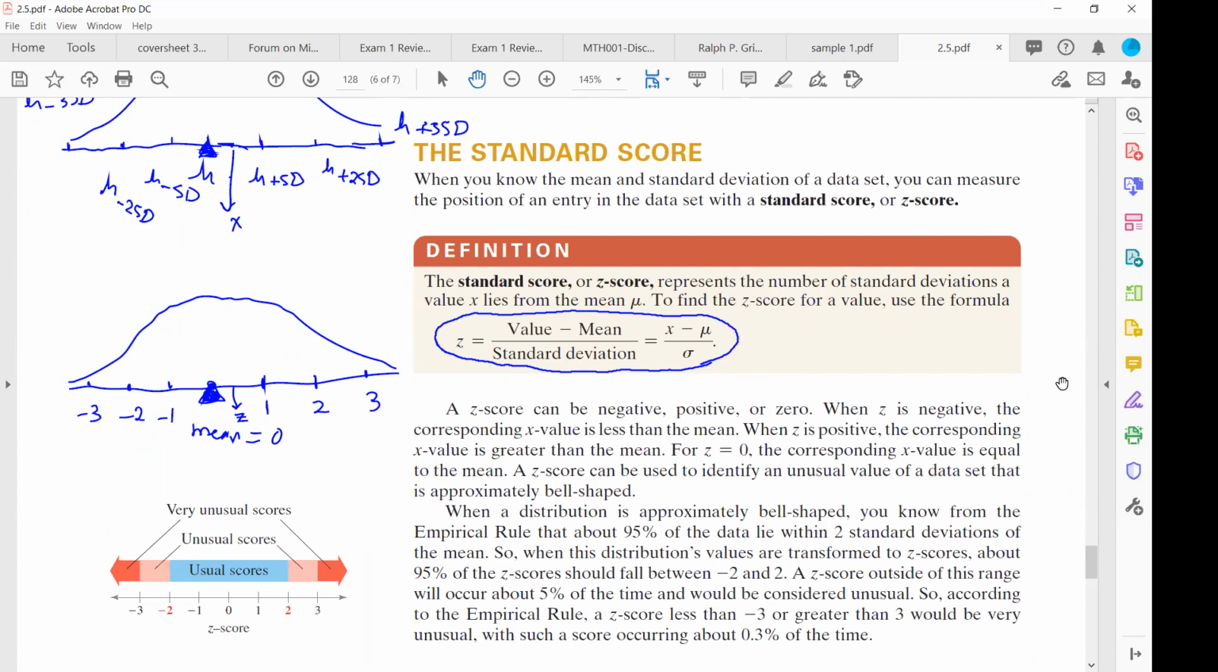Remember that we say that any data above 2 standard deviations away from the mean is unusual. 3 standard deviations away from the mean is highly unusual. A z-value outside the range of 2 standard deviations is considered unusual, and 3 standard deviations above the mean or below the mean is considered highly unusual, very unusual.